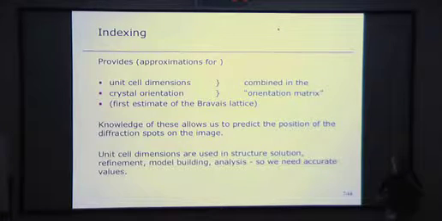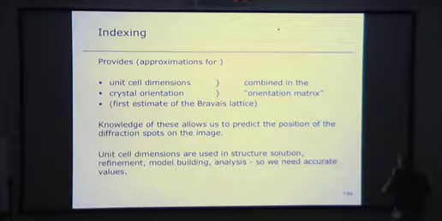But there are two things that the indexing gives us that are important. First of all, knowing the unit cell dimensions and the crystal orientation, we can work out where the spots on the detector are so that we can measure them accurately. And you might think this is a bit of a circular process because we need to know where the spots are to index, but we need to index so we know where the spots are. But that's more philosophical, I suppose. But the other thing is that unit cell dimensions are used in structure solution, in refinement, in model building and analysis. So we do need to have accurate values for those at some point.